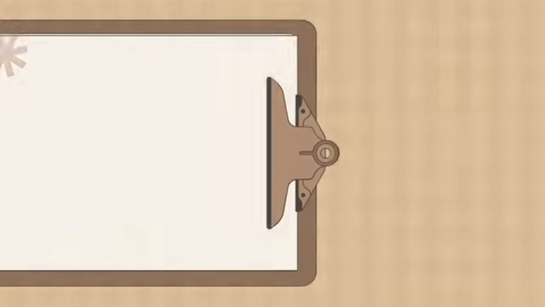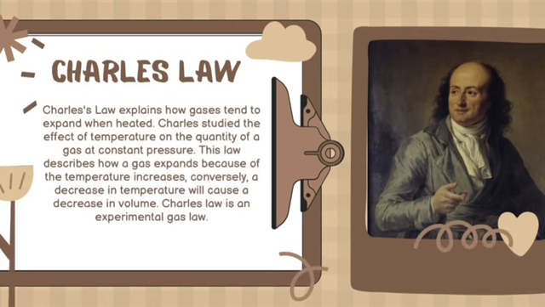Background about Charles' law. Charles' law explains how gases tend to expand when heated. Charles studied the effect of temperature on the quantity of a gas at constant pressure. This law describes how a gas expands because the temperature increases. Conversely, a decrease in temperature will cause a decrease in volume. Charles' law is an experimental gas law.